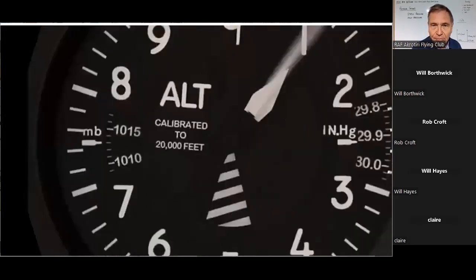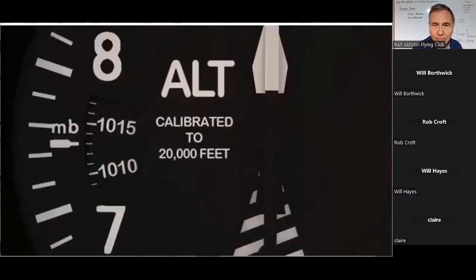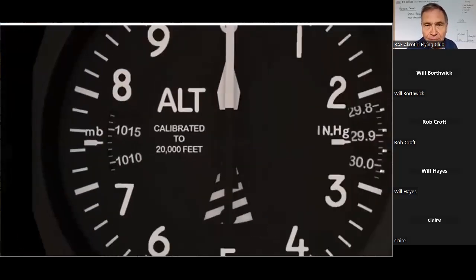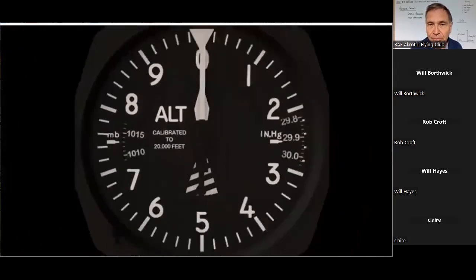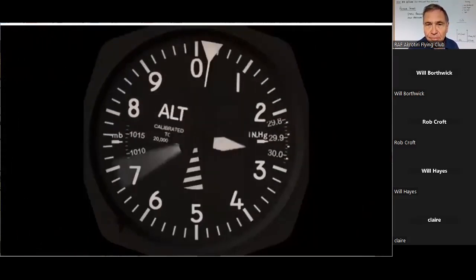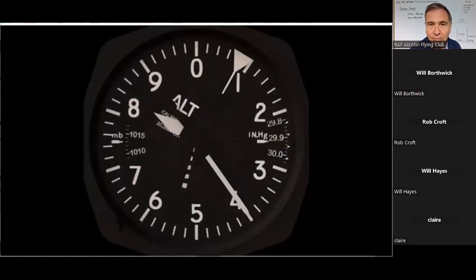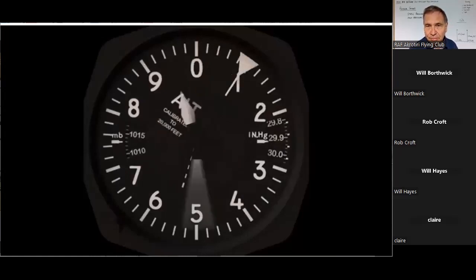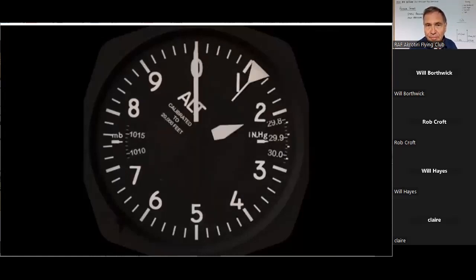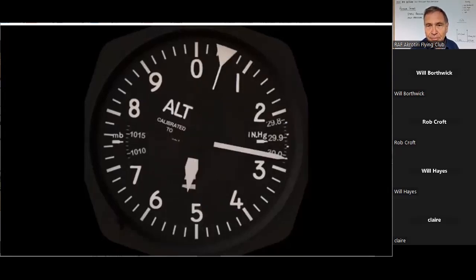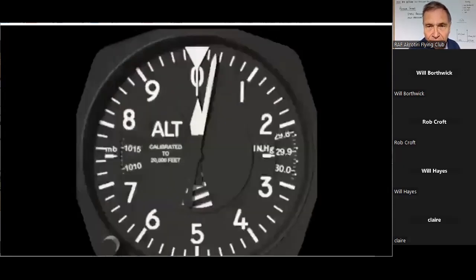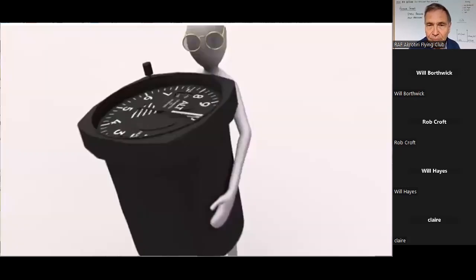Most altimeters in smaller aircraft will only work up to around 20,000 feet, but those airplanes usually can't get that high anyway. Here are some examples of altitudes: 3,000 feet, 8,400 feet, 12,000 feet, 5,280 feet.